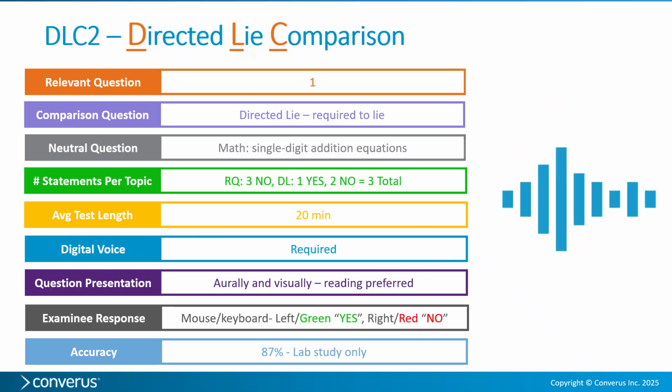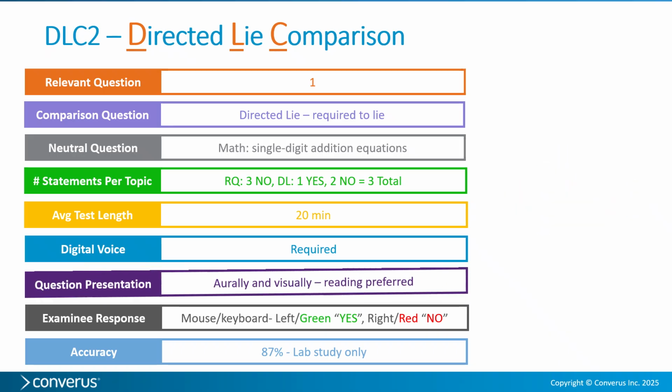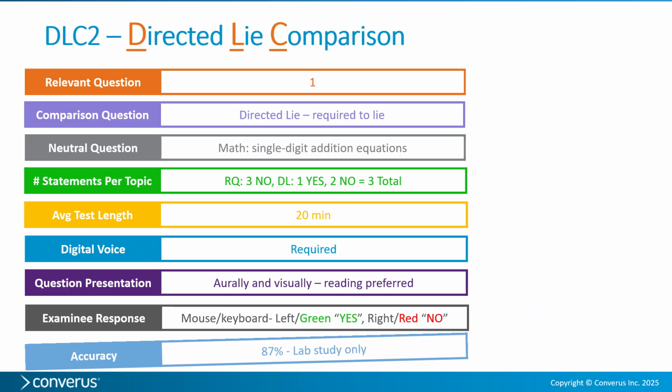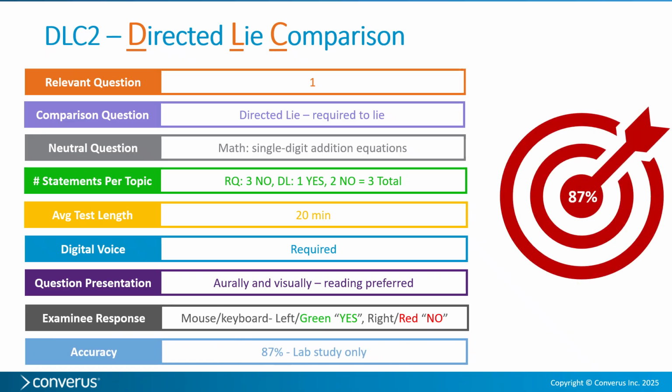Third, a digital voice is required. Without one, the test will not function. Like DLC3, the questions are presented both orally and visually, and reading is still preferred, even though a digital voice will be present to read the test questions aloud. The final difference from DLC3 is the accuracy, which for DLC2 is around 87.